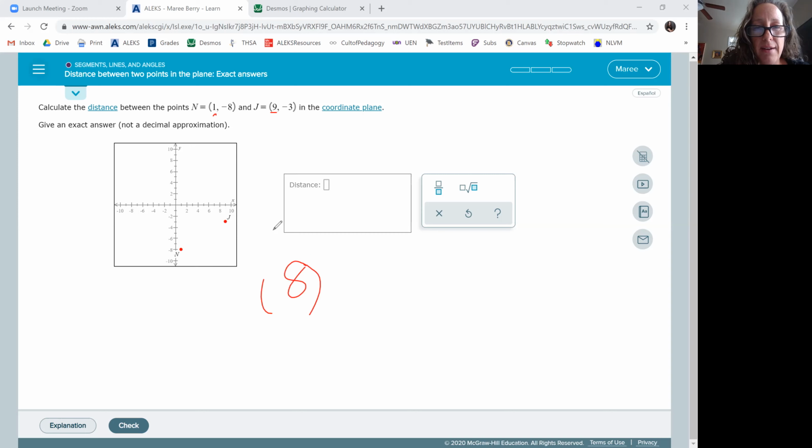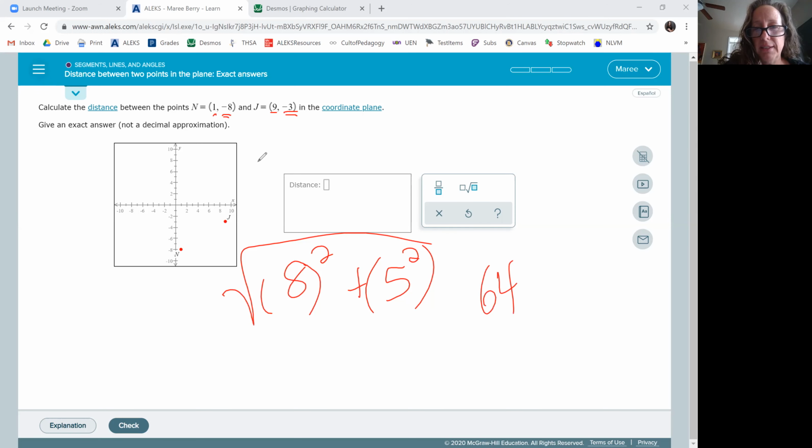So I'm going to square that. And then I find from -8 to -3, and that's 5 units. So then I'm going to add 5 squared, and I'm going to put that under the square root. So I have 64 plus 25, which is 89. So my answer is going to be the square root of 89.